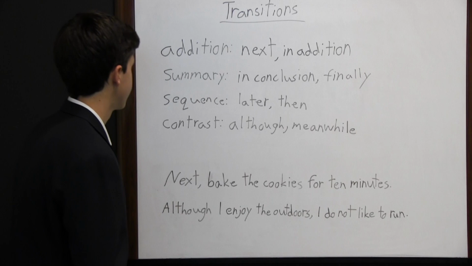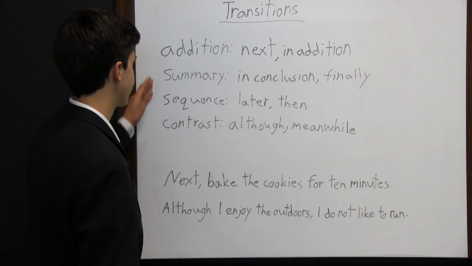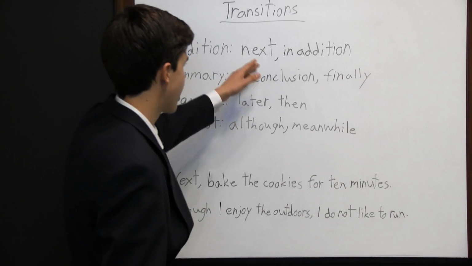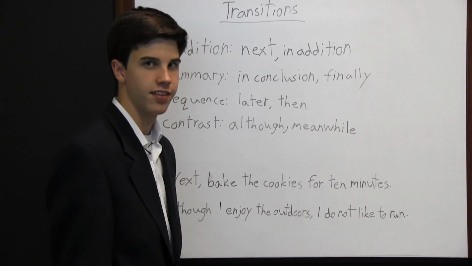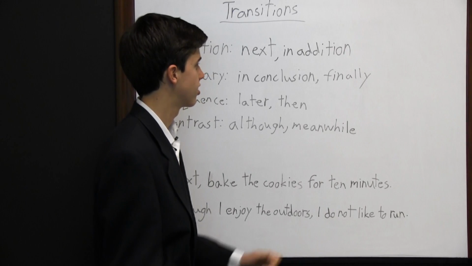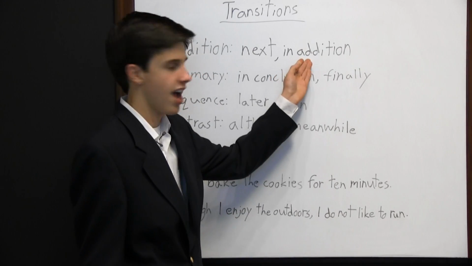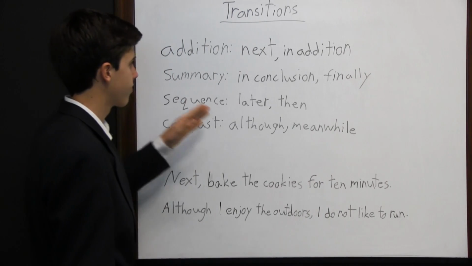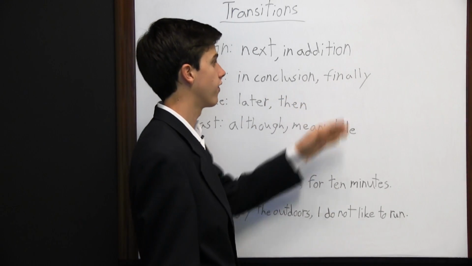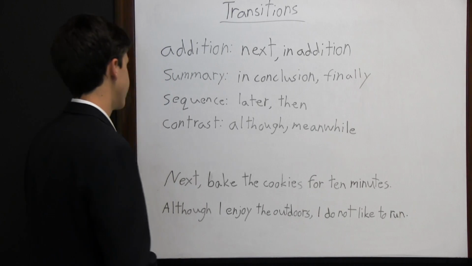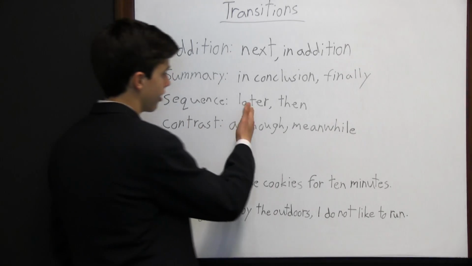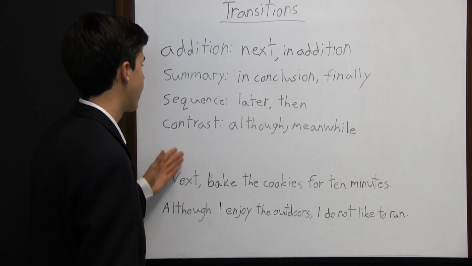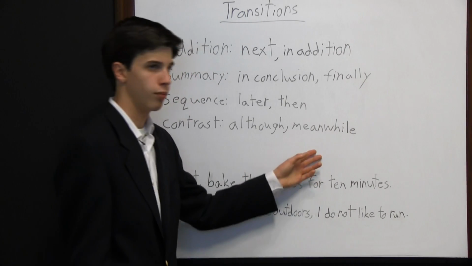So first of all, transitions can be broken up into different kinds of transitions. So some transitions show addition, like the transitions next and in addition. Remember I said that we can also have transition phrases, and so this is a prepositional phrase acting as a transition. Another type of transition is a summary, like in conclusion or finally. And there are some transitions that show sequence, like later or then. And then finally, some transitions show contrast, like although or meanwhile.